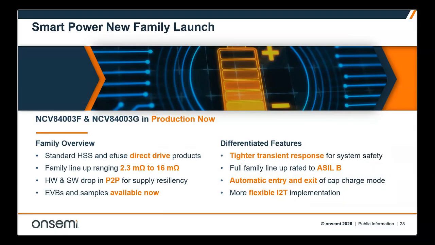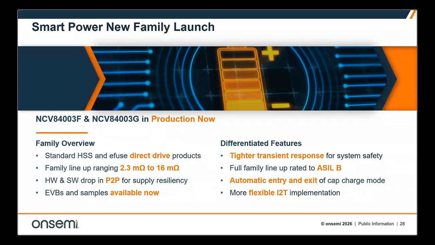So let me introduce our new smart power family, which is now in full production. The NCV84003F and G are shipping today, with the full lineup rolling out through the rest of the year. The family covers standard high-side switches and eFuse direct-to-drive products with RDS(on) ranging from 2.3 milliohms to 16 milliohms in a single platform, which is able to address everything from zone controller channels down to body and lighting loads, and so on. Four key differentiators set it apart.